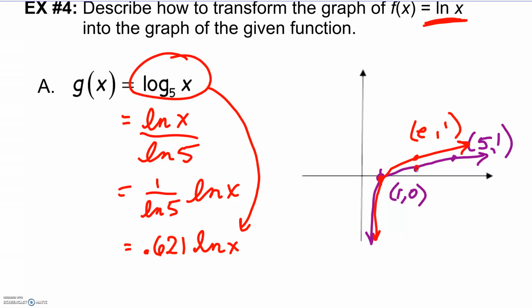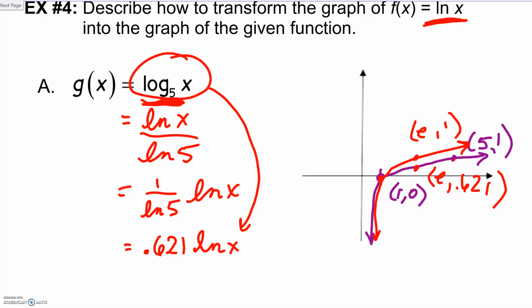So this point right here would be (e, 0.621). And so that's what this is referring to. Just something to be aware of. Again, you probably wouldn't use this a whole lot because we know how to graph log base 5 of x. Just graph (1, 0) and (5, 1), and you've got it.